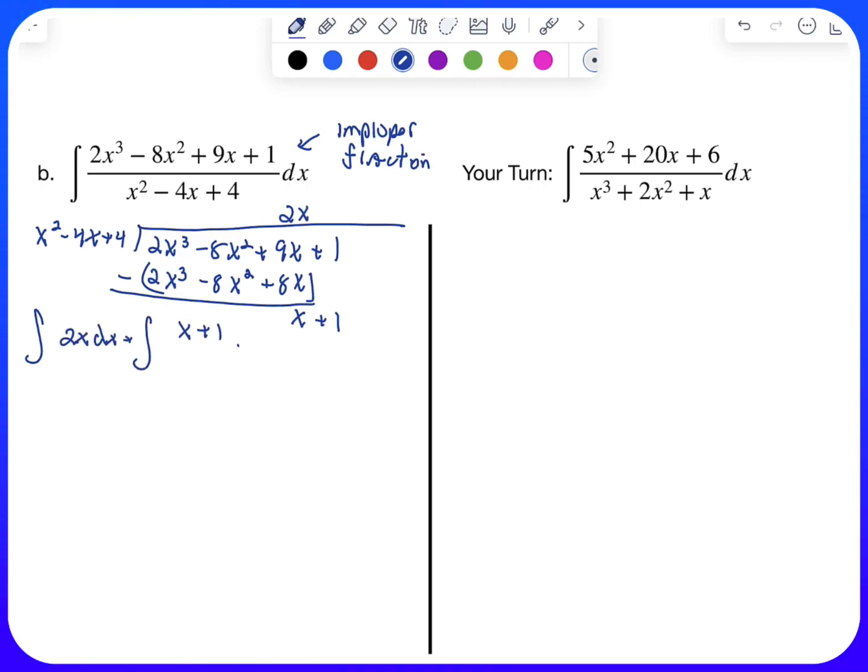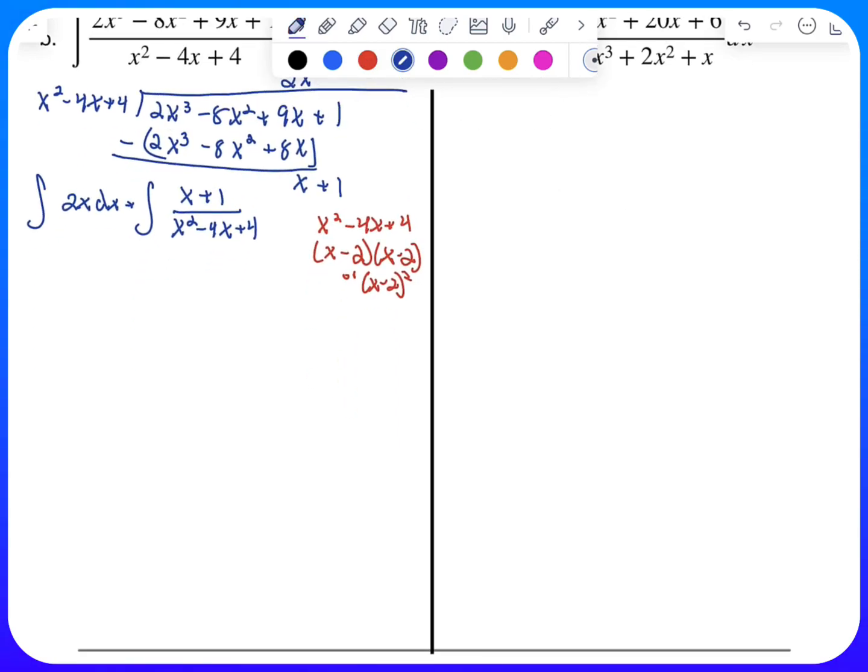So I would rewrite this integral as the integral of 2x dx plus the integral of x plus 1 over x squared minus 4x plus 4. And so that second integral is the term that we need to do the partial fraction decomposition on. So we need to factor x squared minus 4x plus 4, and that factors to x minus 2 quantity squared. So this is our first example of what is called a repeating factor. And let me show you how we deal with repeating factors.